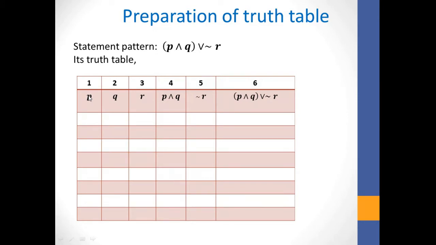First column of P, Q, R, then P and Q, then negation R, and last one is P and Q or negation R. So it consists of 6 columns. First 3 columns are for P, Q, R. So we have to write all possible truth values for P, Q, R.